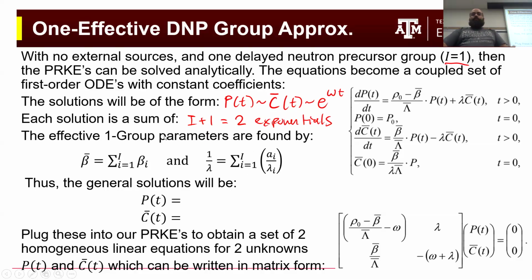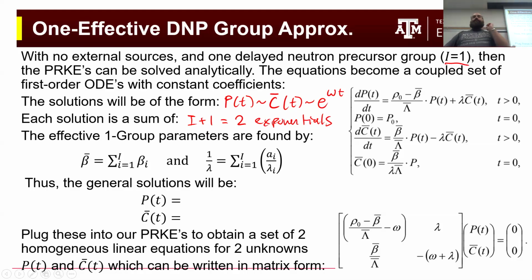These are the equations that you would use to get effective one group parameters. This would be my effective delayed neutron fraction, which is basically found by just summing up all of the individual beta i's. And this is my effective decay constant, which is found by summing up the abundances of each precursor group divided by the decay constants for each precursor group. So that's what this lambda and this beta bar end up representing. They're just effective one group parameters.